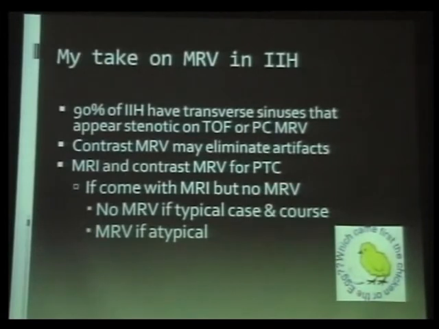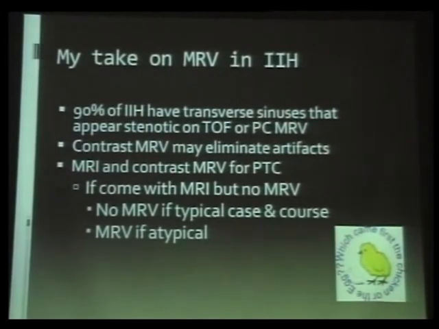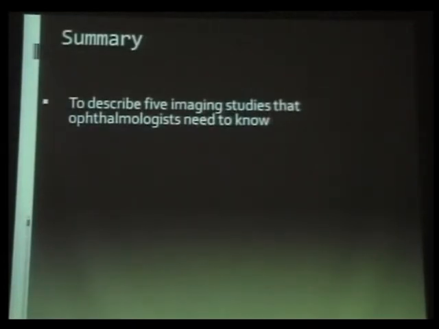But if they're a man, thin, or elderly, I make them have a contrast MR venogram because that's atypical for the prototype of pseudotumor cerebri on an idiopathic basis. If they have any other symptoms to suggest venous sinus thrombosis or risk factors, I make them have an MR venogram. But my standard workup for fresh patients who have not had any imaging is an MRI with contrast and a contrast MR venogram.